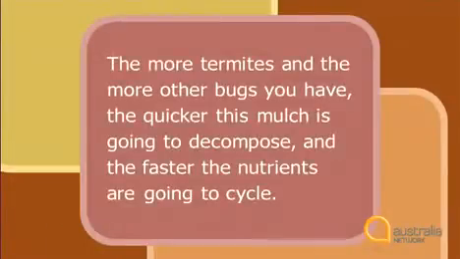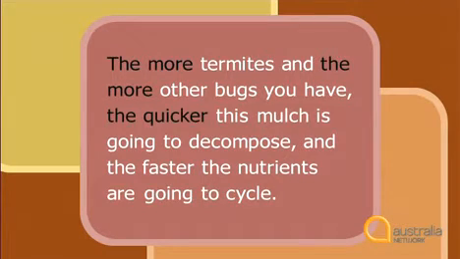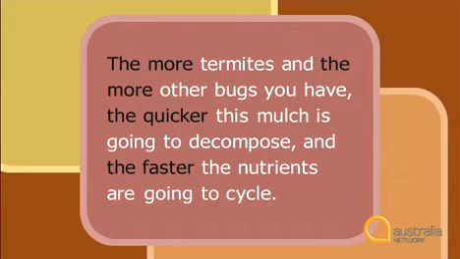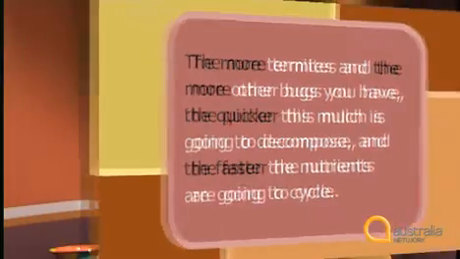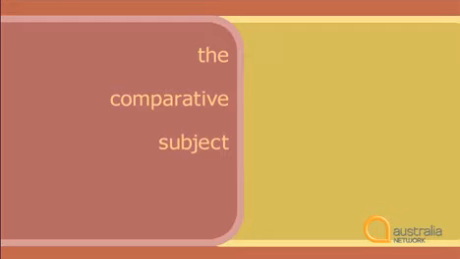She says, the more termites and the more other bugs you have, the quicker this mulch is going to decompose and the faster the nutrients are going to cycle. She is comparing several things that are changing together. Let's see how the basic structure of a comparative expression like this works. The form is the plus the comparative plus the subject plus the verb.